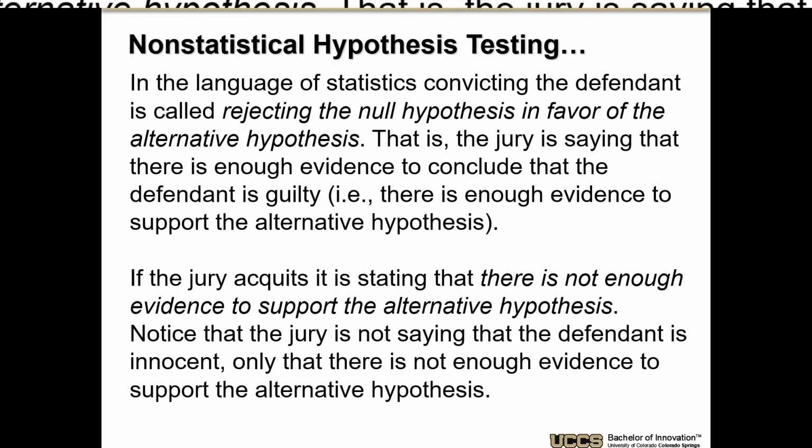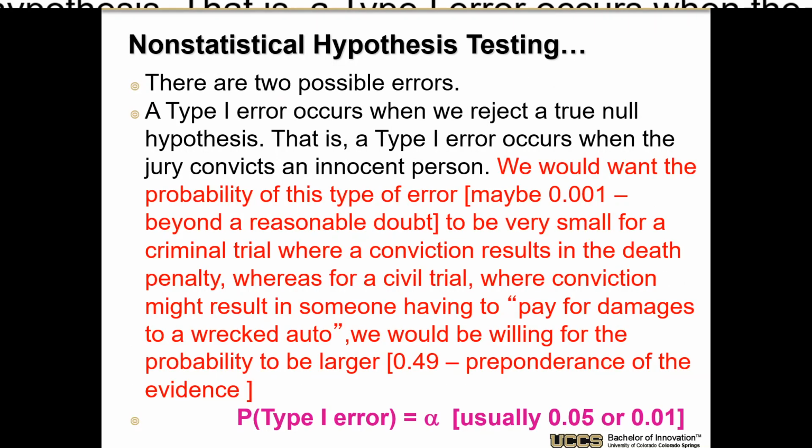So, and this helps us understand the types of errors. And part of this is going to be great for Heather. There are two possible errors. A type 1 error occurs when we reject a true null hypothesis. That is, a type 1 error occurs when the jury convicts an innocent person. The null hypothesis was they were innocent. If we convict an innocent person, then that's a type 1 error.